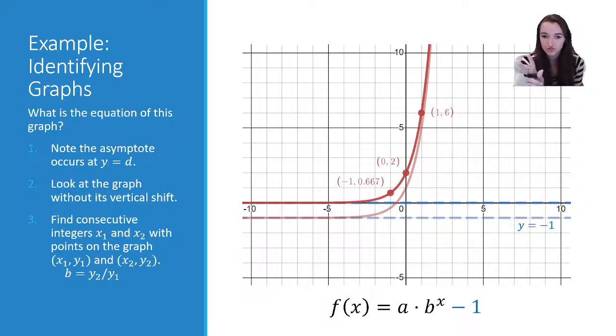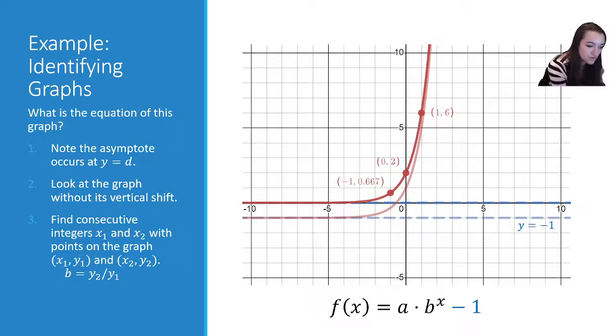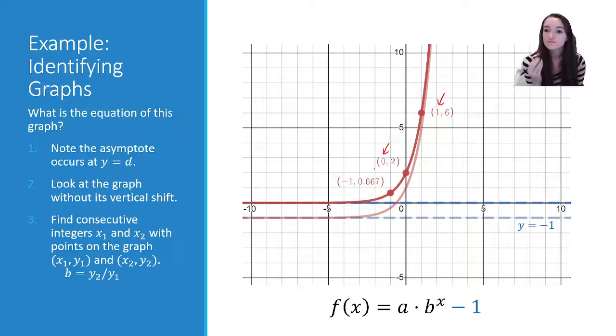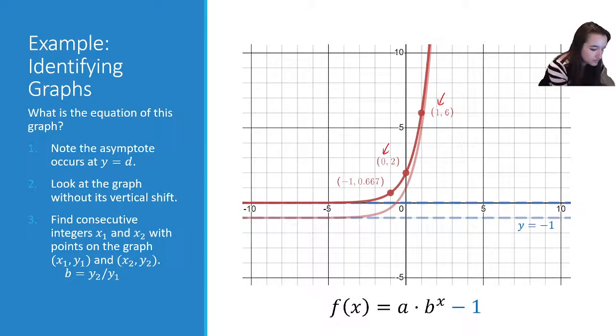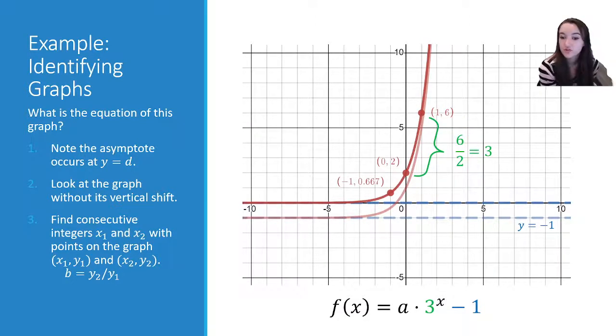We want to find 2 consecutive integers with points on the graph. In this case, I have my y-intercept and 1, 6. And we're going to find that b is equal to y2 over y1. Notice that I said consecutive integers. So it does matter that I picked 0 and 1. It doesn't have to be 0, 1. It could be 1, 2, or 2, 3, 4, 5. It can be -1, 0, whatever we want, as long as they are consecutive. So I pick 0, 1, and then I take the y values. So 6 in this case is y2. If this is x2, y2, and this is x1, y1, we do this in order. 6 over 2 equals 3. That tells us what b is.